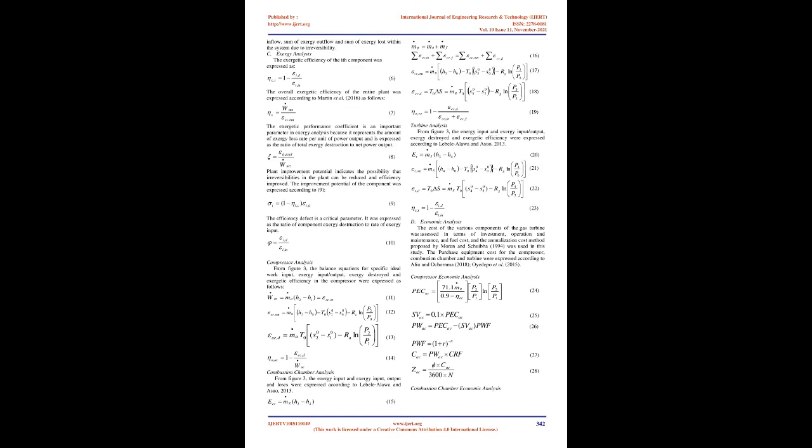Their findings also revealed that the boiler system had the highest rate of exergy destruction at 105.9%, followed by the turbine and condenser at 86.53% and 62%, respectively.